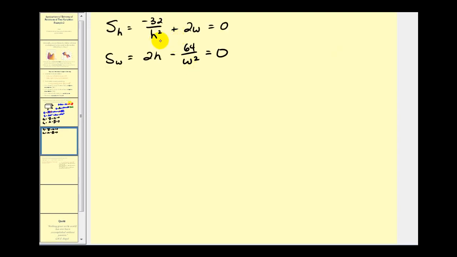So we'll solve this system using substitution. Let's go ahead and take this first equation and solve for w. So we'd have 2w equal to positive 32 over h squared. And then we'll multiply both sides by 1/2. So this tells us that w is equal to 16 divided by h squared. Now we'll replace w in the second equation with 16 divided by h squared, and we'll have one equation in terms of one variable.